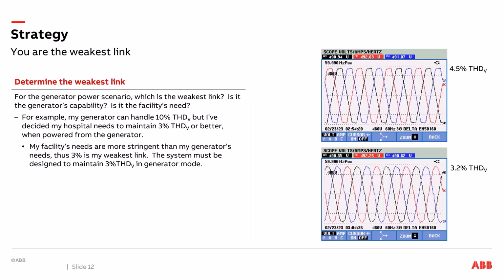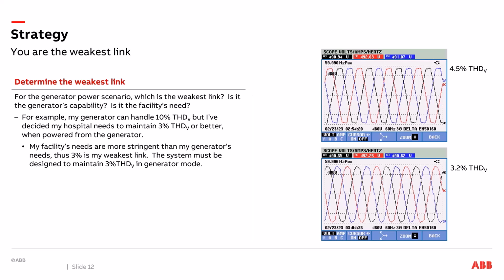So now I'm doing my system design. I've got a generator that can handle 10% voltage distortion, but my building needs to have 3% voltage distortion. How should I do my design? Well, my design should be to the weakest link, which in this case is the 3% requirement of the hospital. The generator can handle 10% voltage distortion. Hey, that's good to go. I don't care about that at this point. I need to design my system to keep the harmonics at 3% or less because that's what my facility needs. I'm designing it to the most stringent value.